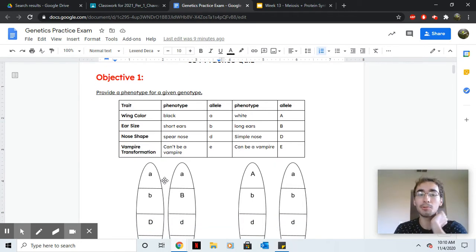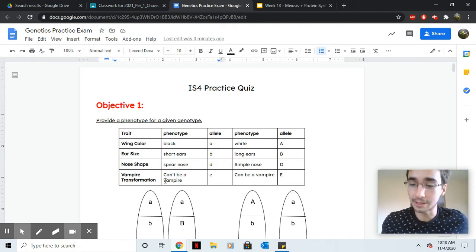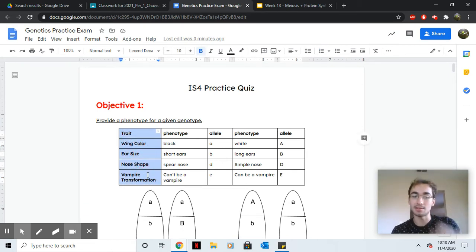Okay, so number 1, provide a phenotype for a given genotype. This one is a lot like the Future Baby Lab. I gave you basically a key. It has a trait. We're going to be looking at bats: wing color, ear size, nose shape, and then vampire transformation. The phenotype is right here, and then the allele for the phenotype. These are all recessive, and these are all the capital alleles, so they're all dominant.